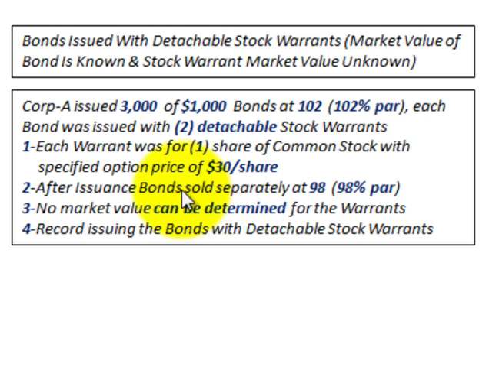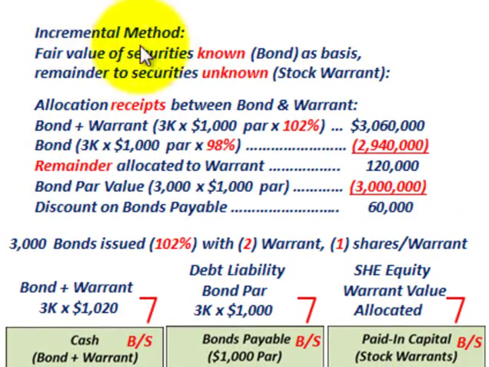Now that's, again, bonds wouldn't include the stock warrants. That's the bond separate price here on the market. Number 3 here, no market value can be determined for our warrants. So 4 here, we're going to be issuing these bonds with these detachable stock warrants. So based on the fact here that we don't know the warrants value here, we're going to have to determine it here. So this is where we use the incremental method here.